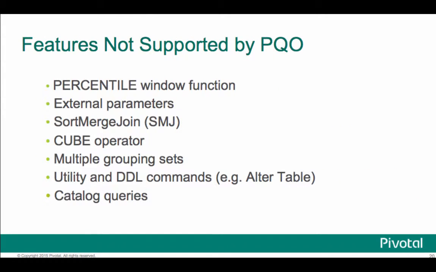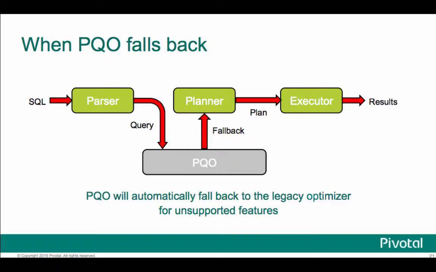Some of the features not supported by PQO are the percentile window function, external parameters, sort merge joins, the cube operator and multiple grouping sets, and utility and DDL commands, which are basically short-running queries that tend to hit the catalog tables. However, if PQO isn't able to come up with a plan for a given class of query, it'll just fall right back to the planner. The planner generates the plan and it gets executed.